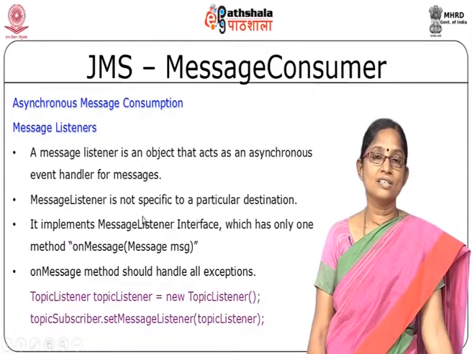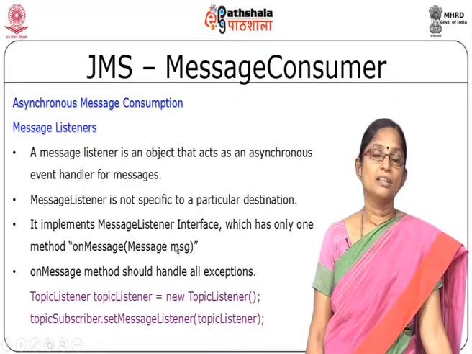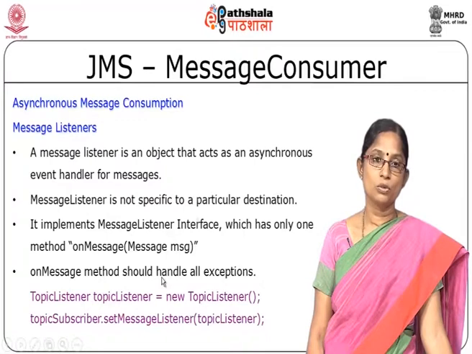The message listener is not specific to a particular destination. It implements the message listener interface, and this interface consists of only one method, called the onMessage method, where the parameter of the onMessage method is going to be msg, which belongs to the message data type. The onMessage method should be capable of handling all exceptions also.